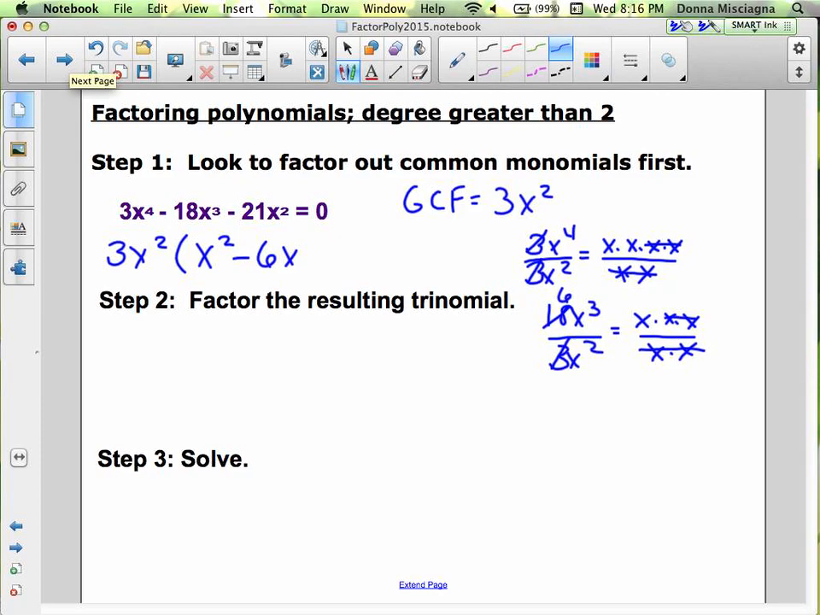And then 21x is going to be subtraction sign. 21x squared divided by 3x squared. All right, that's just going to be a 7 because all the x's will have canceled. We can factor the rest.